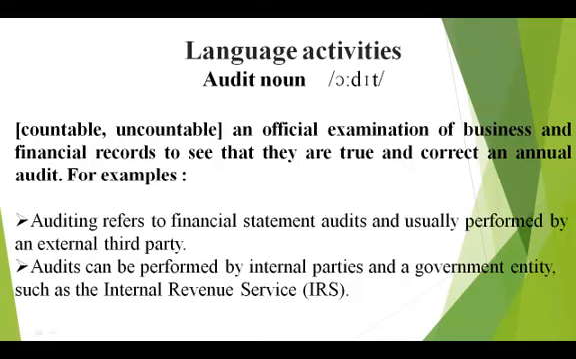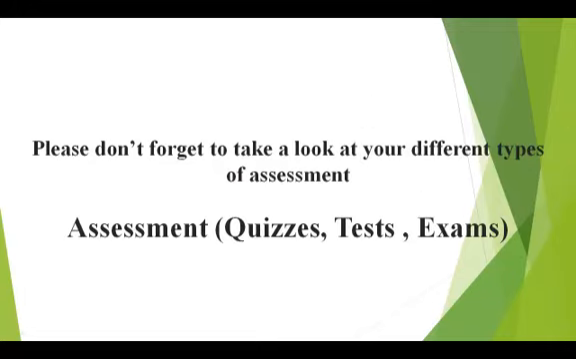Third element, language activities. Audit, as a countable or an uncountable noun, means an official examination of business and financial records to see that they are true and correct. An annual audit, for example. Audits can be performed by internal parties and a government entity such as the Internal Revenue Service, IRS. Finally, please learners, don't forget to take a look at your different types of assessment, including quizzes, tests, exams.